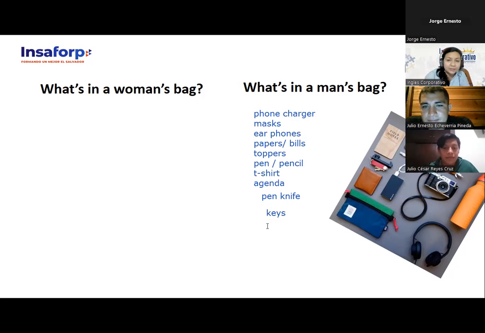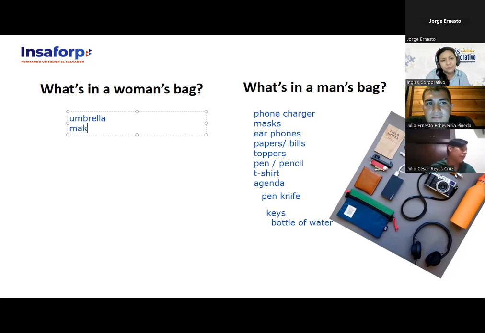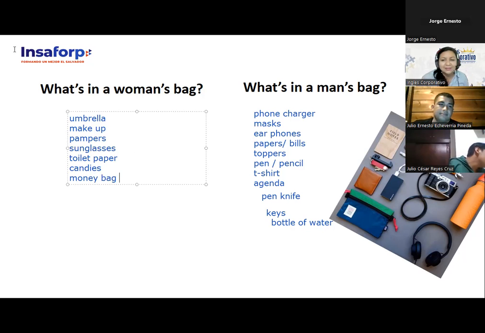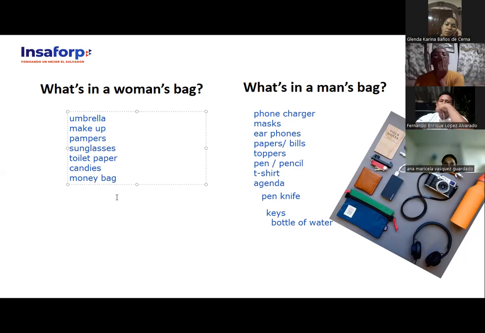Other people have a bottle of water. Right? The bottle of water. So those are the things that we use every day, okay? Common objects. And in a woman's bag, well, we already said, right? In the picture, we saw different objects, from bread, makeup. Karina said pampers, umbrella, makeup, sunglasses. Sometimes we also have toilet paper or candies. Money, the money bag, el monedero. And different things. Maruchan soup. You had a Maruchan soup in your bag? Okay, you are ready if you get hungry.